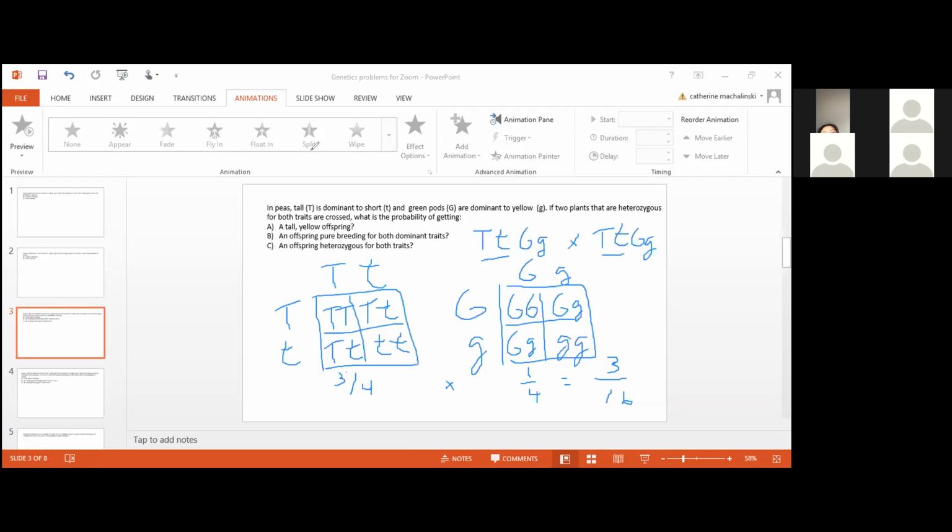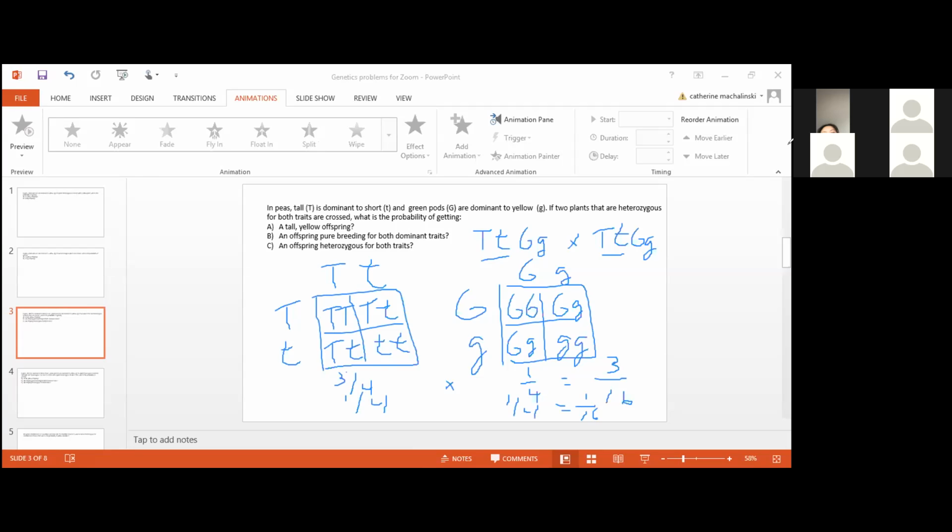All right, so now let's look at answer B. B says we want the offspring to be pure breeding for both dominant traits. Remember, pure breeding means you're homozygous. You don't have any options in terms of what alleles you will pass on. So pure breeding for the dominant trait for the height would be big T, and that was 1 out of 4. And big G for the other one was also 1 out of 4. So the probability of both of those occurring together is 1 out of 16. So there's your answer for part B.